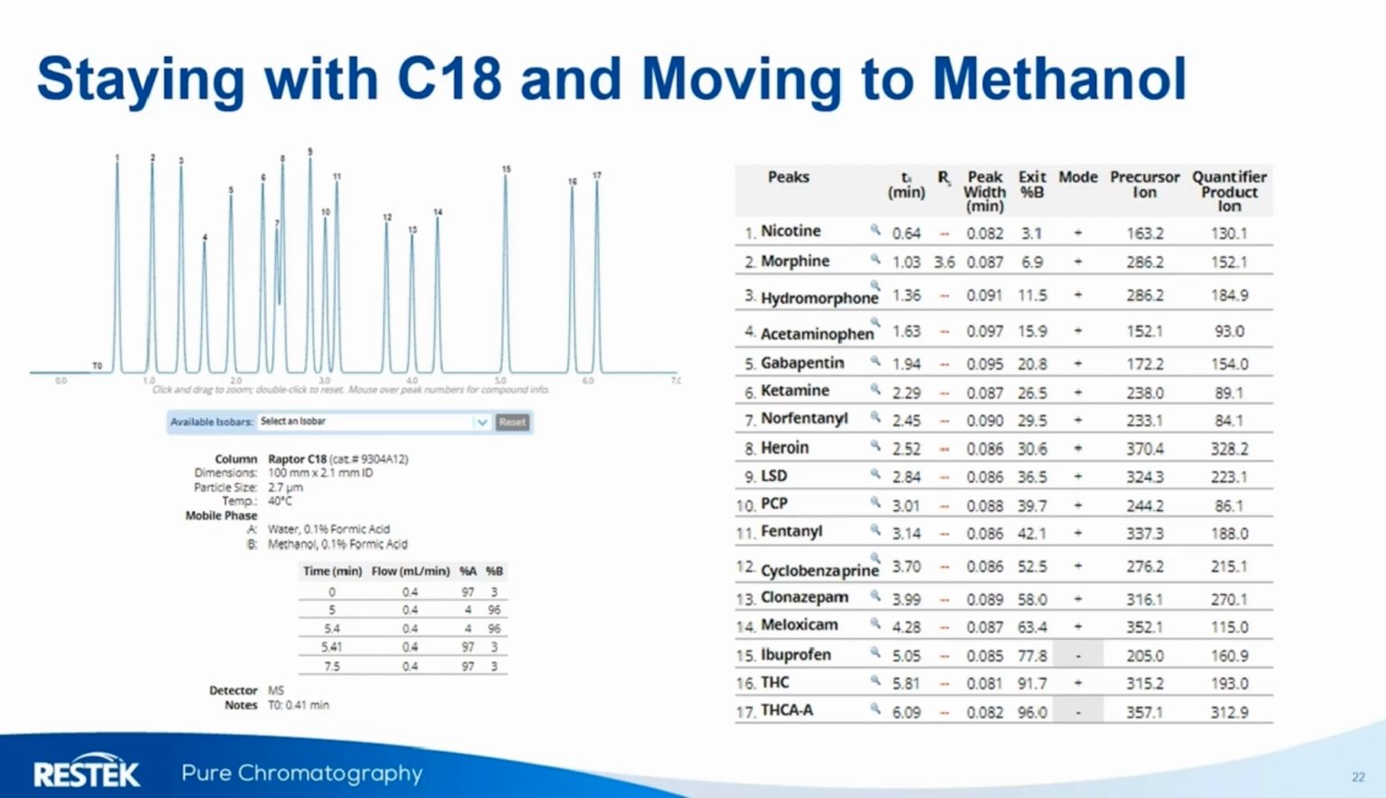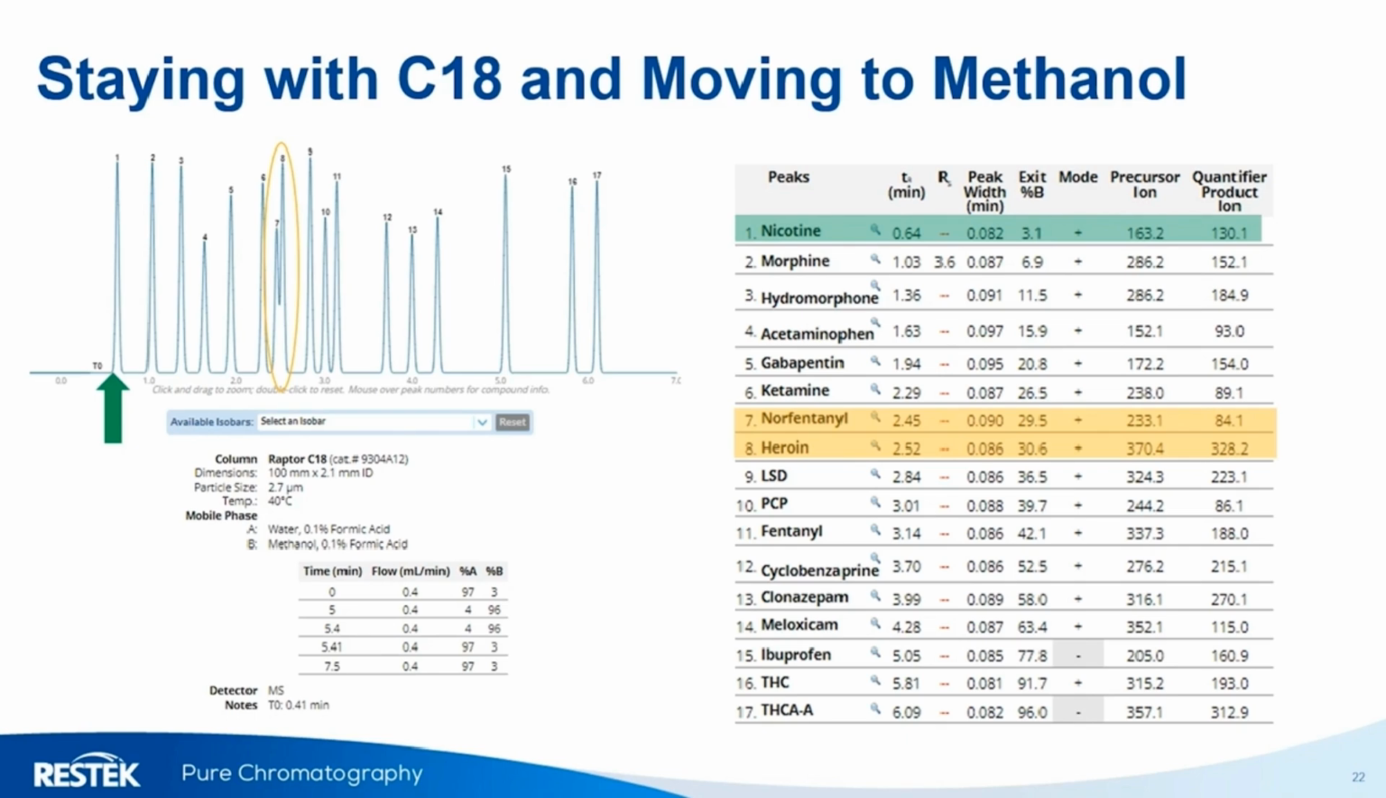And my overall separation is much better. I have good separation between all of my components. There's the nicotine retention outside of T sub 0. But I do see norfentanyl and heroin are close together in this separation. Again, they're not isobaric, so it's not really a concern. But I did want to have a better overall resolution between compounds.